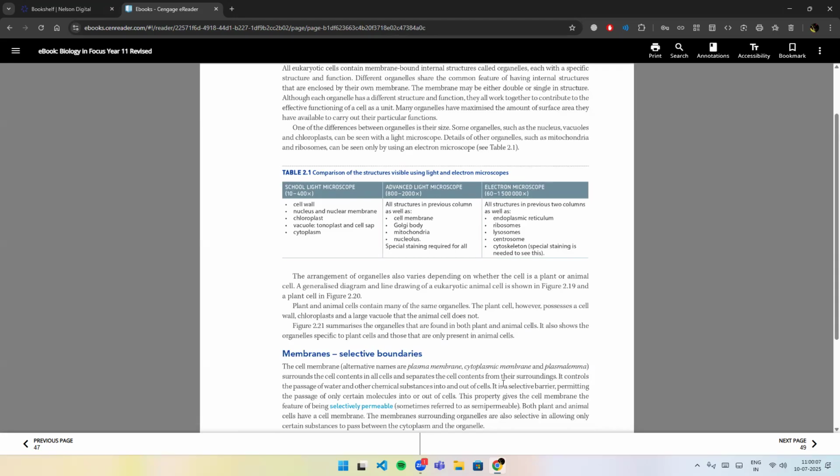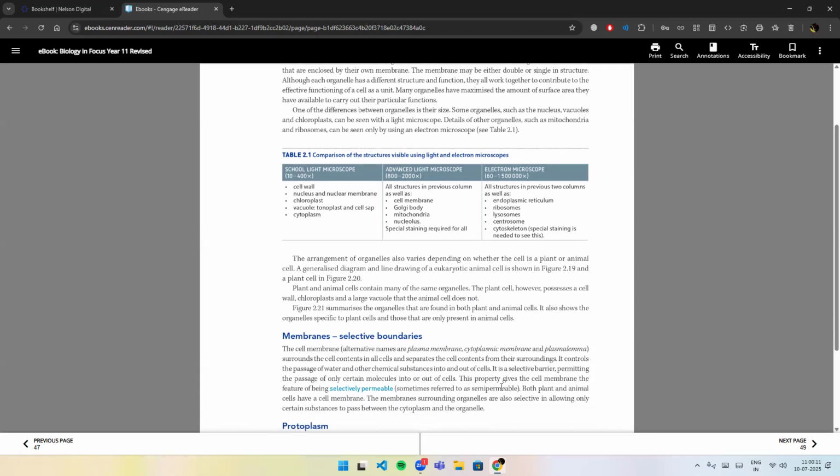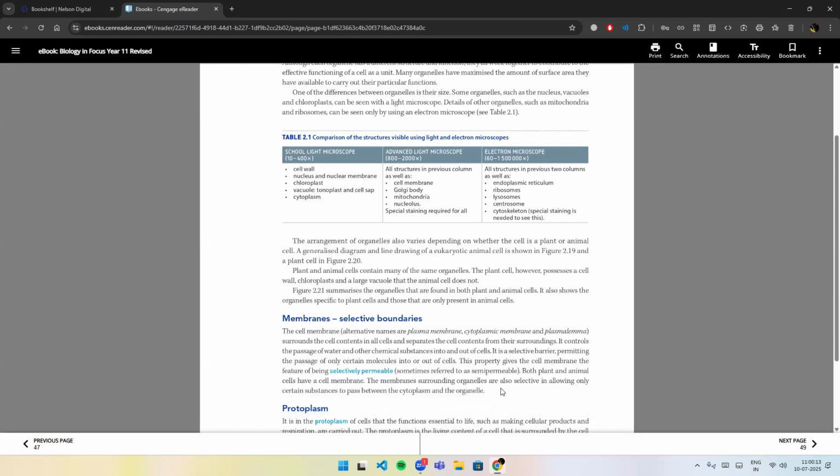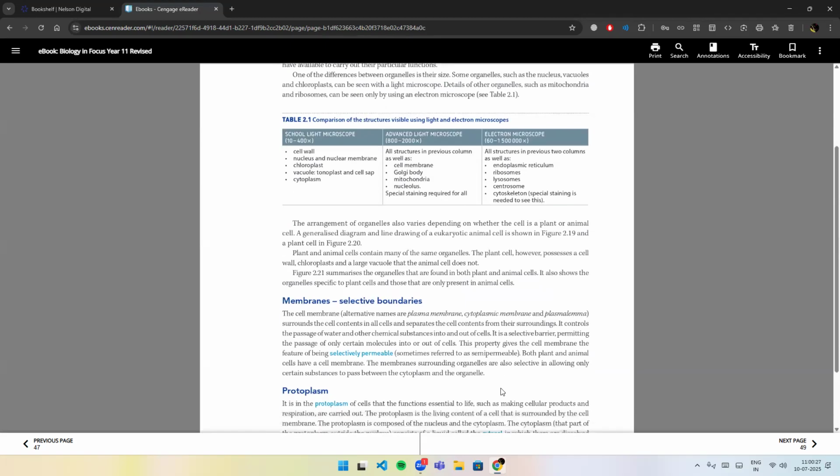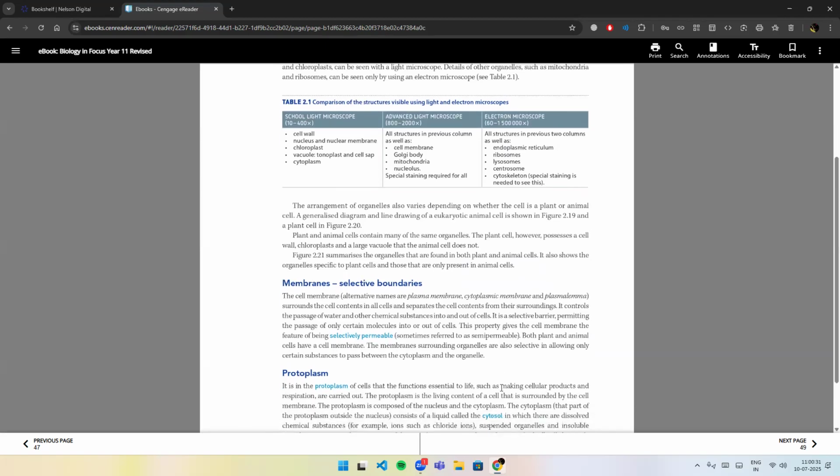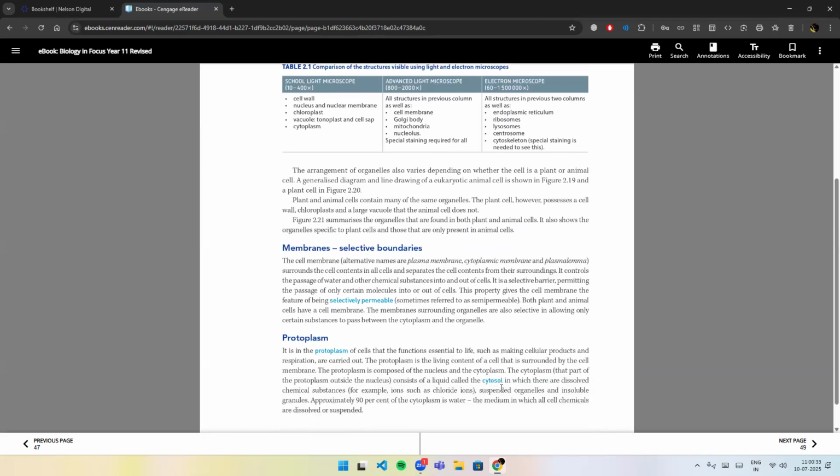Many organelles have maximized the amount of surface area they have available to carry out their particular functions. One of the differences between organelles is their size. Some organelles, such as the nucleus, vacuoles, and chloroplasts, can be seen with a light microscope. Details of other organelles, such as mitochondria and ribosomes, can be seen only by using an electron microscope. See Table 2.1. The arrangement of organelles also varies depending on whether the cell is a plant or animal cell.